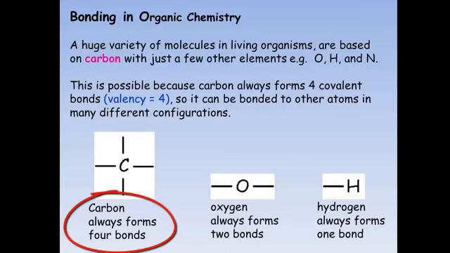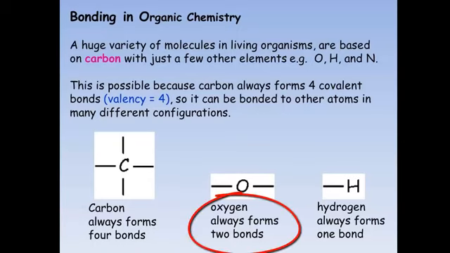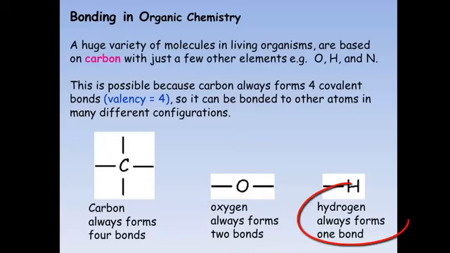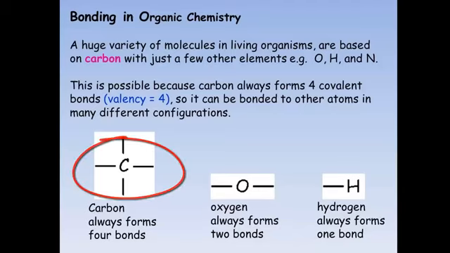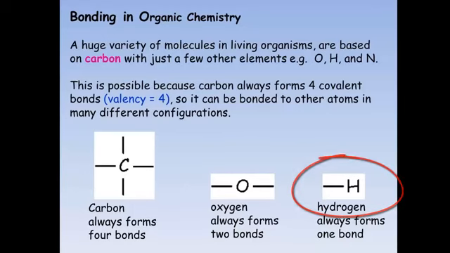We're mainly concerned with carbon, oxygen and hydrogen. Carbon forms 4 covalent bonds. Oxygen forms 2 covalent bonds, while hydrogen forms a single covalent bond. As we're dealing with hydrocarbons to begin with, we'll only be focusing on the 4 bonds for the carbon and the 1 bond for the hydrogen.